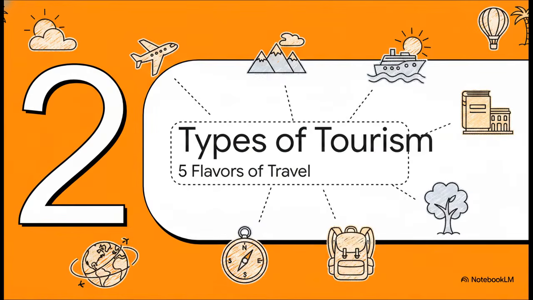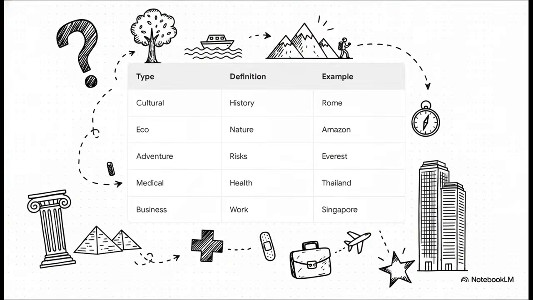Moving right along to Section 2, Types of Tourism. Here we'll look at 5 distinct flavors of travel. So how do all these components blend together? Well, they create 5 main types of travel. First, cultural tourism. Think seeking out heritage, like wandering the ancient ruins in Rome. Then there's ecotourism, which is all about immersing yourself in nature with a strict focus on conservation, like exploring the Amazon. Adventure tourism pushes physical limits in remote areas. Trekking to Everest Base Camp, for example.